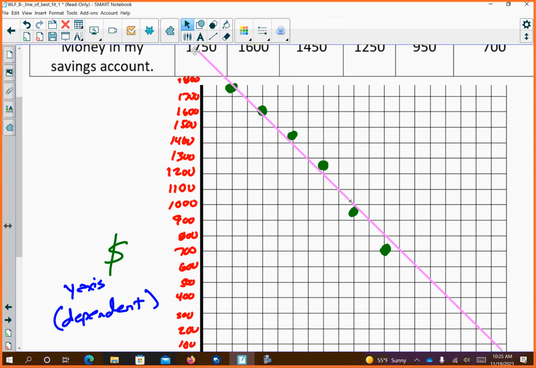So that looks like an okay representation of our line of best fit. Granted, yours might look a little different. Just please don't do dot to dot. Don't show jagged corners where the dots are. Just show it as, up front.